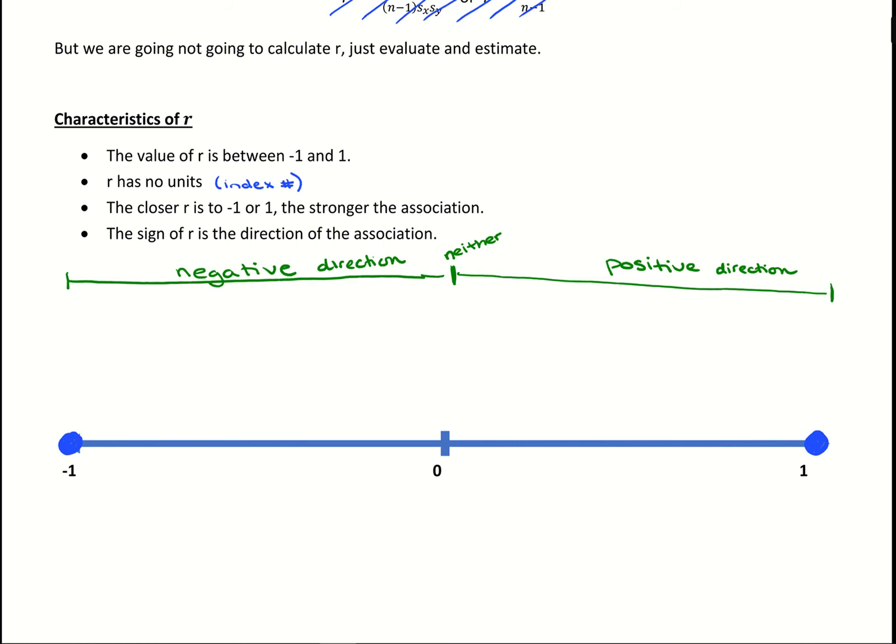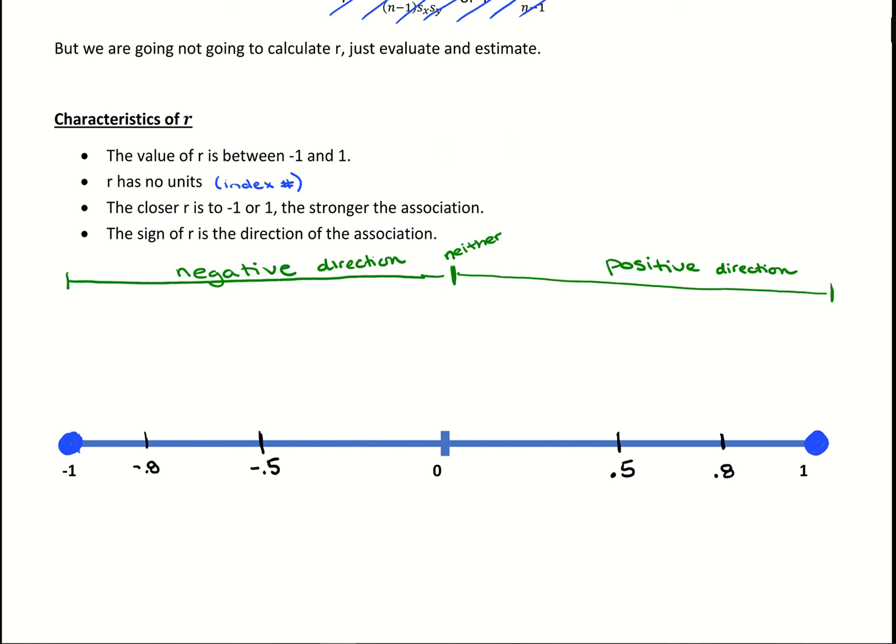And then our next part is describing the strength. So let's get some key values to cut up our number line here. Let's grab a half, so +1/2 and -1/2. And then let's also have a cutoff at +0.8, -0.8. These will be the cutoffs that we use. Different textbooks use different values for how to separate the strength.